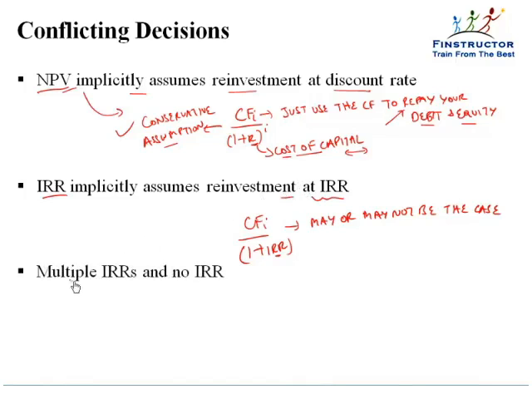We discussed earlier, because of the mathematical nature of the IRR calculation, for a cubic or quadratic equation there could be multiple IRRs, or the equation at times may have no solution. This problem will never happen for NPV because the cash flows are known, the discount rate is known, there will always be an NPV. It could be positive or negative, but it can always be calculated.